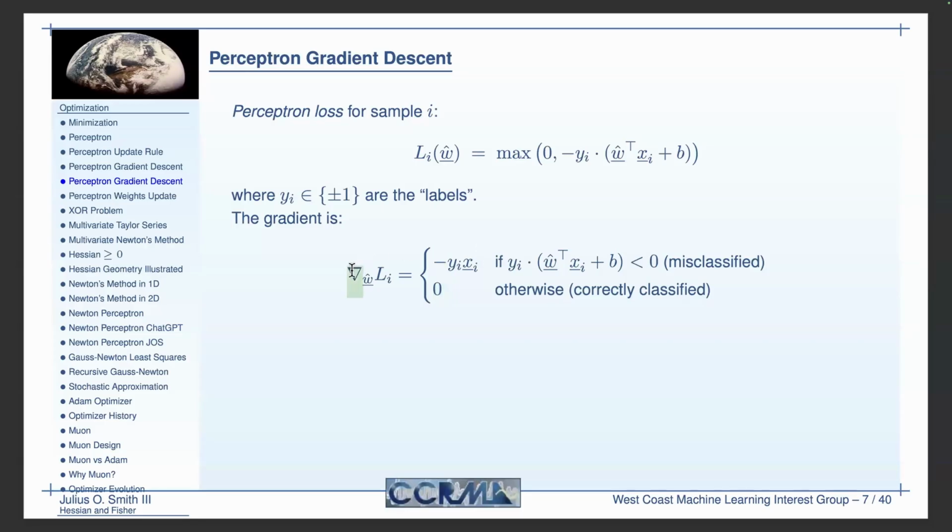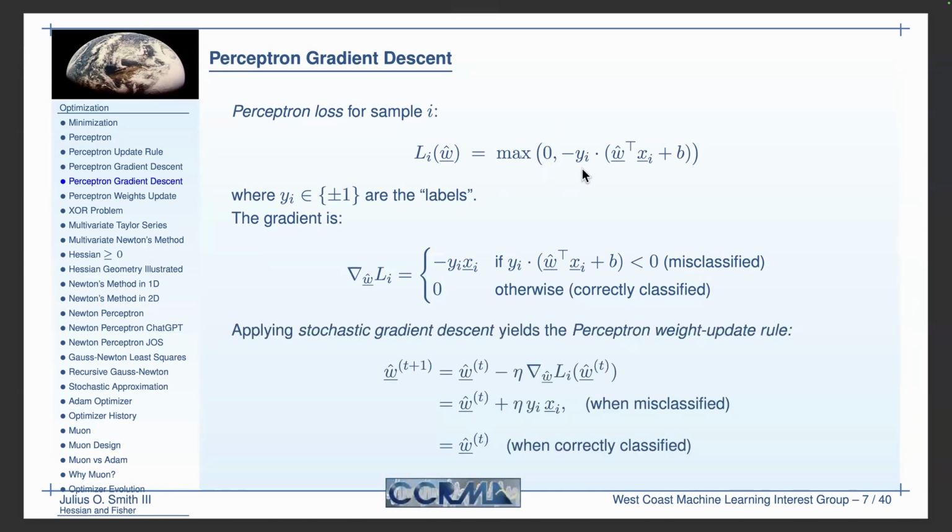Well, this is the gradient, and then we will throw away that minus sign to make it the negative gradient. And if it's correctly classified, the gradient is 0 because we're over here in the max function. So now we just do the usual thing. The weight at time t plus 1 is the previous weight minus our learning rate, eta, times the gradient, which we just calculated.